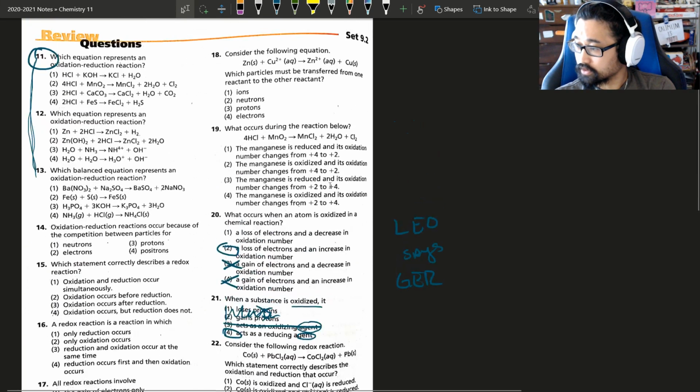Alright, number 19. What occurs in the reaction below? Alright, let's focus on the manganese, the Mn. Here, Mn is paired with oxygen. Oxygen is -2. There are 2 of them, so that's a total of -4 charge. So the manganese is a +4 on the left. It turns into MnCl2. Chlorine has a -1 charge.